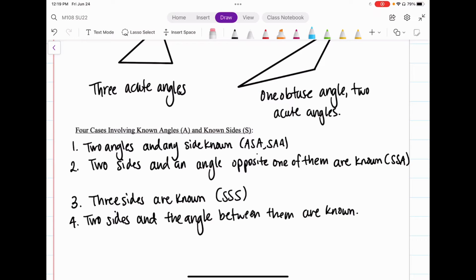For the first two cases, case one is two angles and any side known. That's either angle side angle or side angle angle. Or two sides and an angle opposite one of them are known. This is side side angle. In these two cases, we use the law of sines to solve these triangles. Cases 3 and 4 are we either know all three sides and we need to find the angles, or we have two sides and the angle between them known. That's side side side, and side angle side. And for these, we use the law of cosines, which is in the next section.